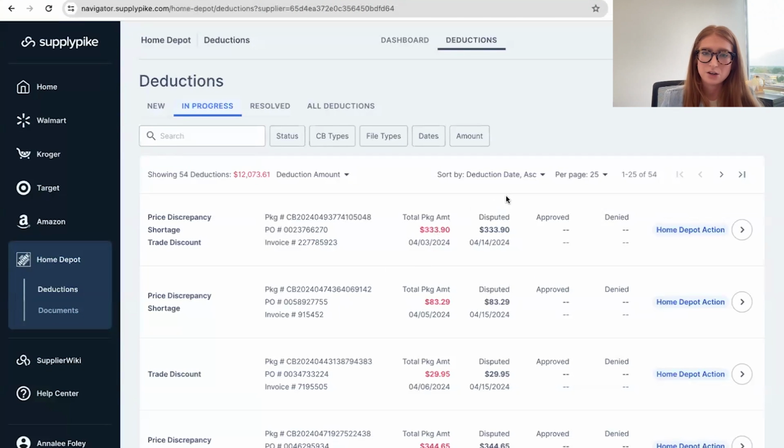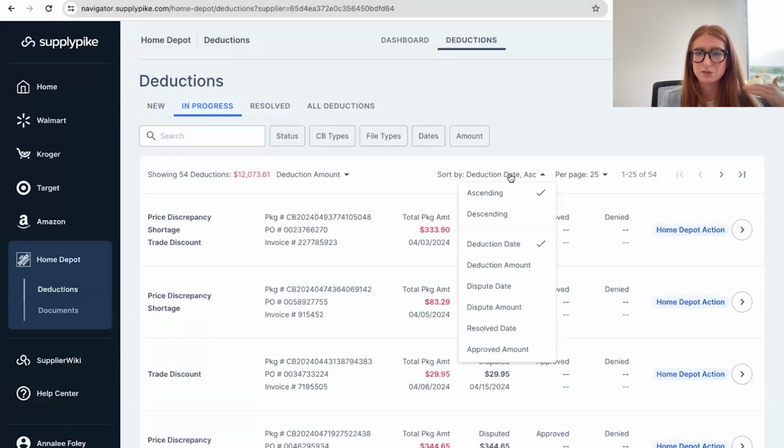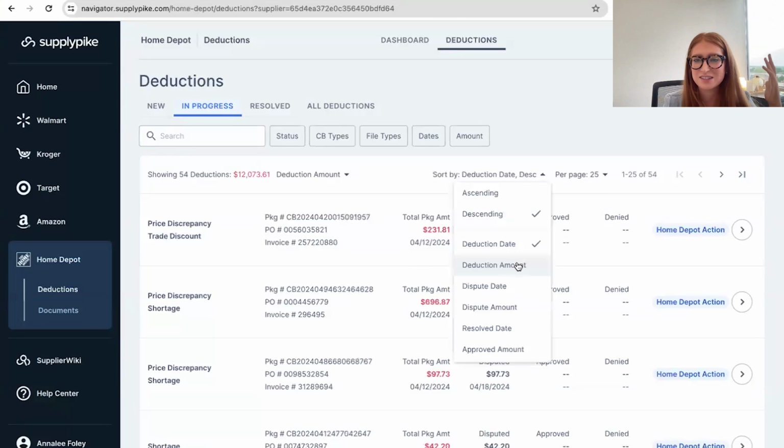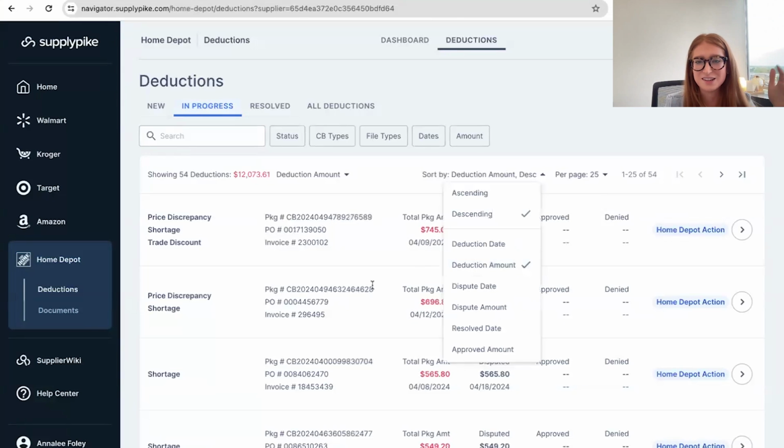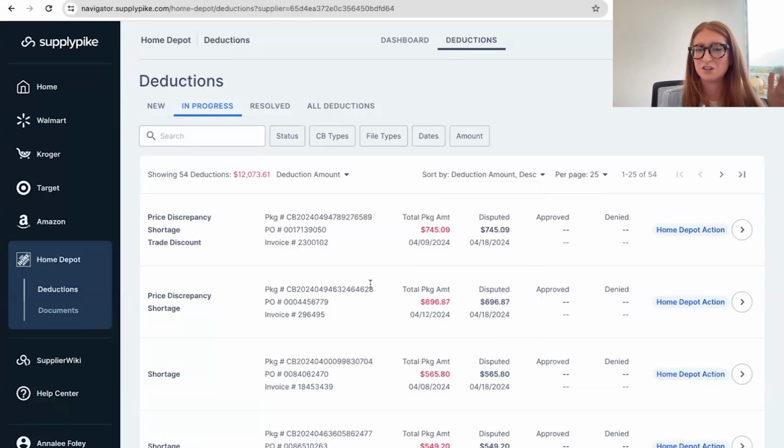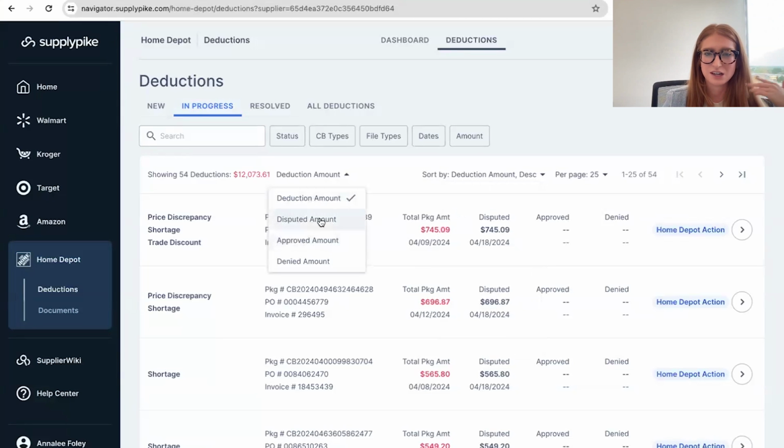One thing I want to call out here too, across all of our different tabs, you can kind of filter down so you can show ascending, descending amounts, dates, all of the things. So really exciting, especially when you're kind of deciding what to work on. And then you can filter down to different amounts to show in this field up here too. So super helpful to get that high level look, right? But let's take a look at one of these Home Depot action ones. So it looks like this one we disputed a pricing discrepancy, a shortage, and a trade discount.